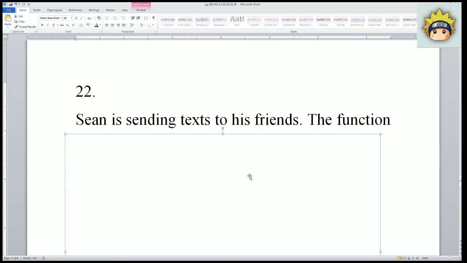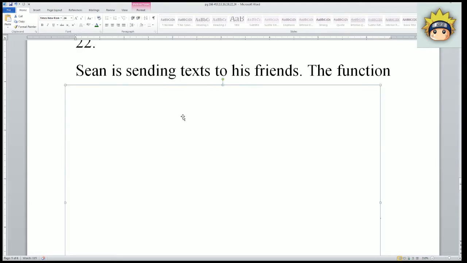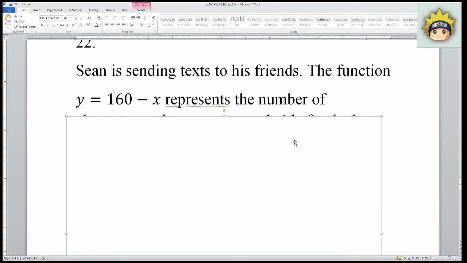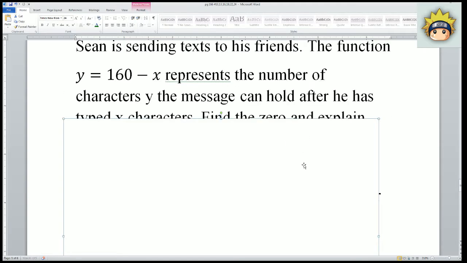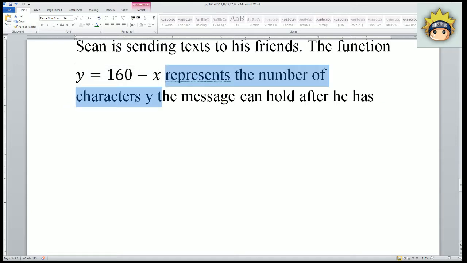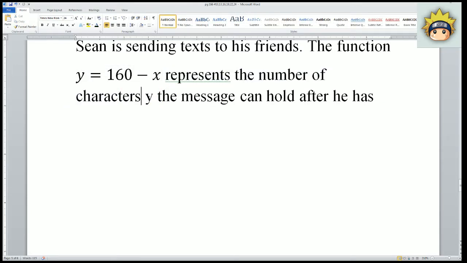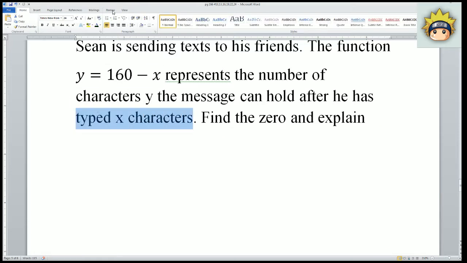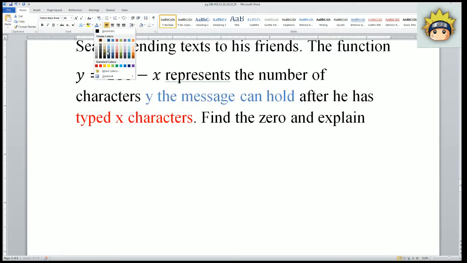Next, 22. Let me read you the scenario. Sean is sending text to his friend. The function y equals 160 minus x represents the number of characters y the message can hold after he has typed x characters. I'm just highlighting some important information.